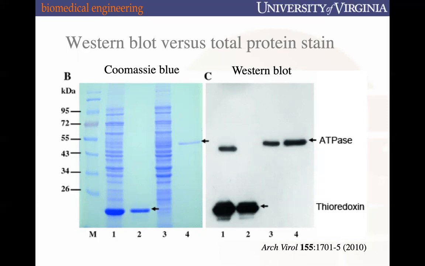But this is meant to illustrate the improvement in the kinds of questions you can answer with Western blotting. With Coomassie blue, you can only say, this is what the total protein looks like. Whereas with Western blotting, using antibodies, you can interrogate specific proteins and their expression.